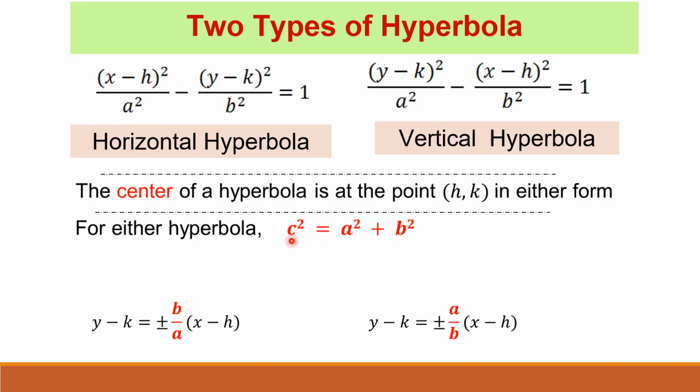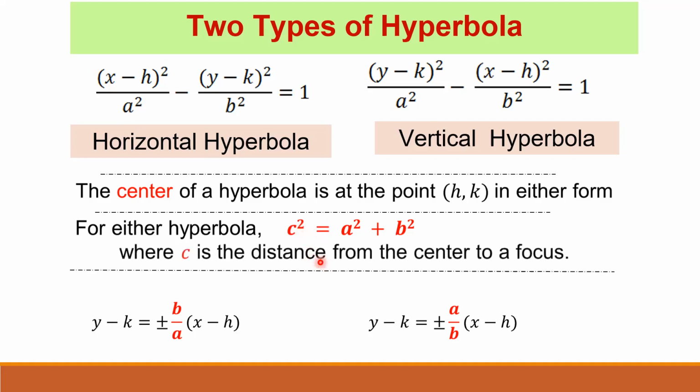Eh yung focus mas malayo this time. Kay ellipse mas malapit yung focus, di ba, kaysa sa vertex. Ito, mas malayo yung focus compared to the vertex from the center. Okay? So center is always a reference point. Again, where C is the distance from the center to a focus.